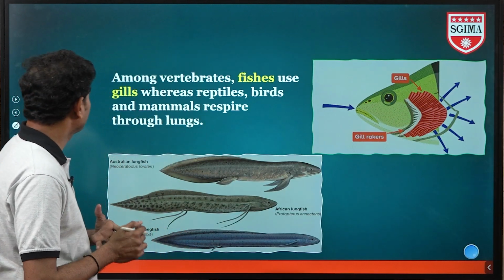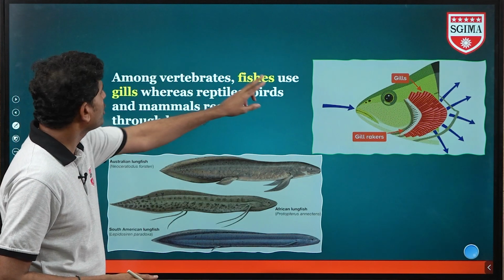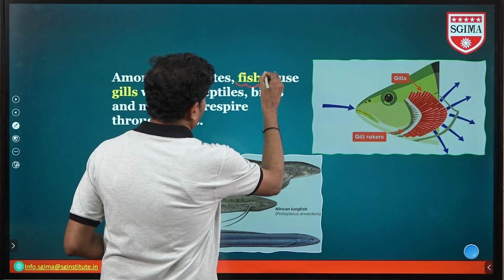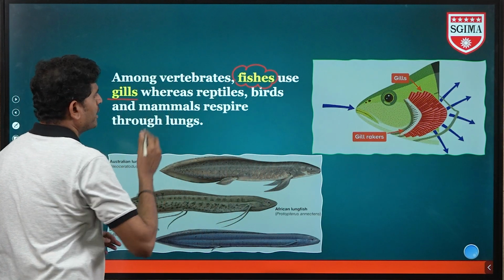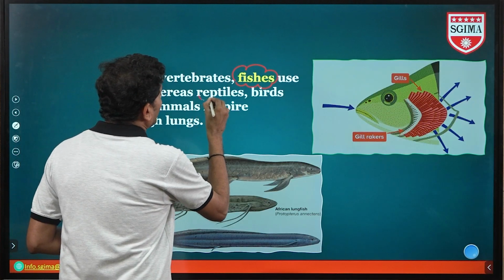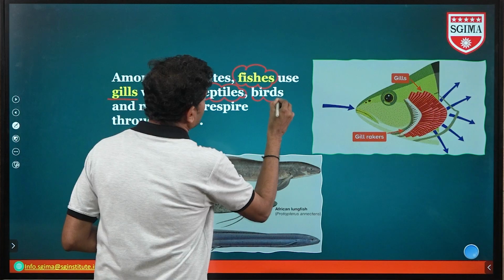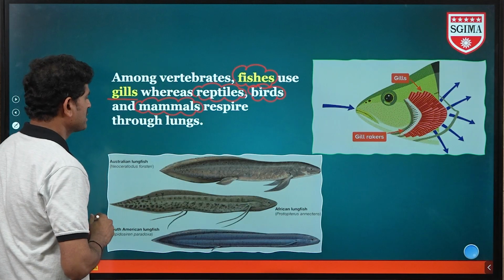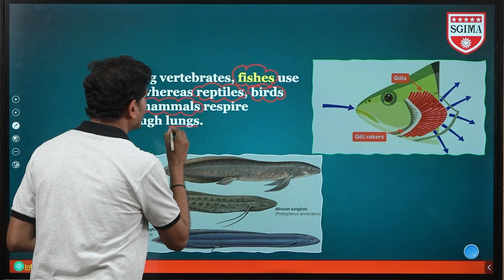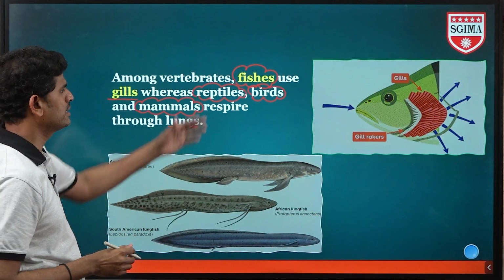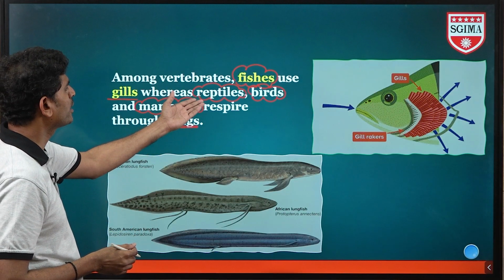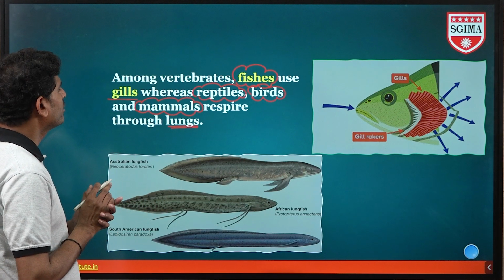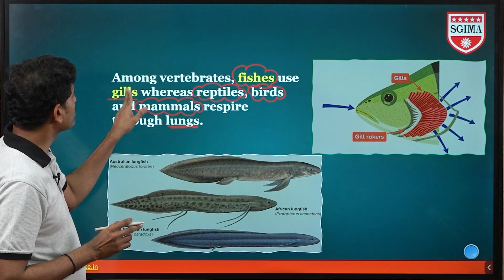What they have given here is this. Among the vertebrates, fishes use gills as respiratory organs, whereas reptiles, birds and mammals respire through lungs. These are all vertebrates: fishes, next reptiles, birds and mammals. But the respiratory organs are different. In fishes, the respiratory organs are gills.